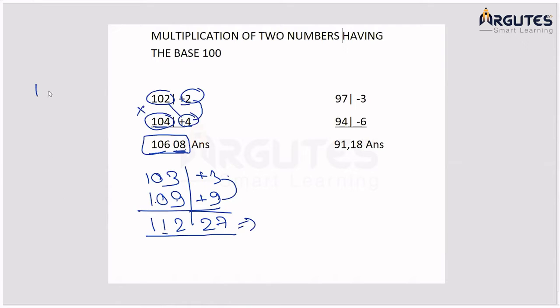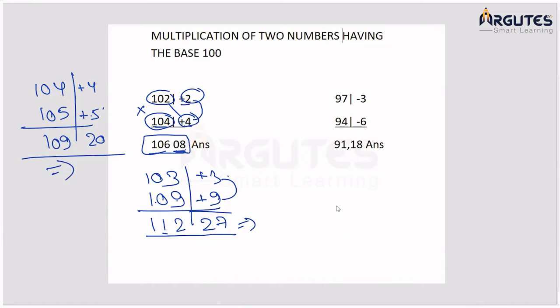Okay, I am giving you another example. 104 into 105. So how much greater is it? It is 4 greater, and it is 5 greater. 5 into 4, that is 20. And do the diagonal operation, 104 plus 5, that is 109. The result will be 10920.